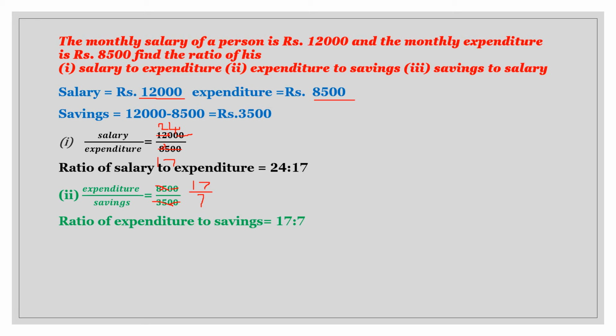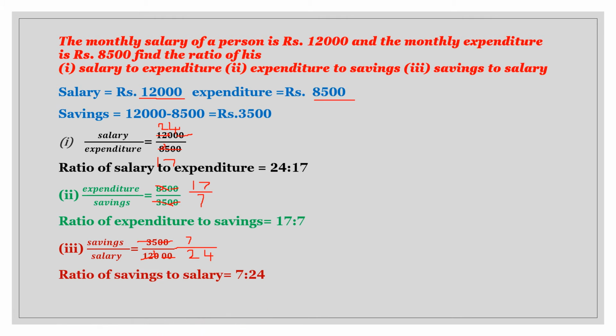What is the third part? Savings to salary. So I know saving is how much? 3,500 and salary is 12,000. So what do I have to do? Savings by salary, that is 3,500 by 12,000. Now when I cancel, 5 sevens are 35 and here 5 twos are 10. And then 5 twos are 10 means here 2 will be balanced. So this will become 20. So I will have 5 fours are 20. So this is 7 by 24. So what is the ratio? 7 is to 24.